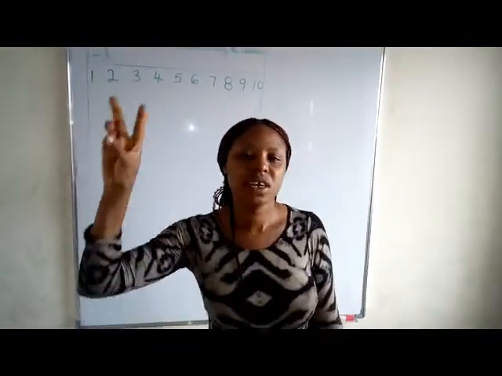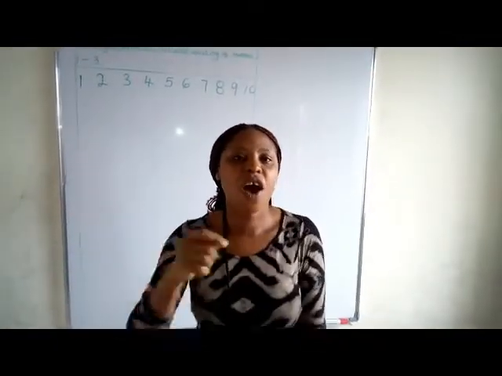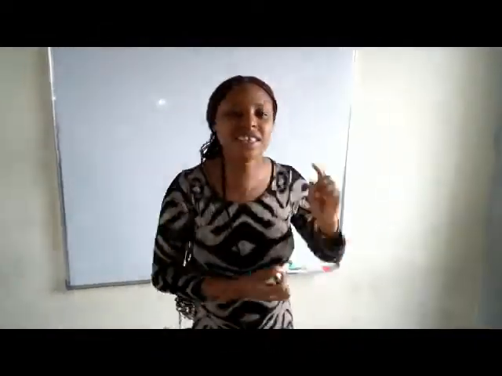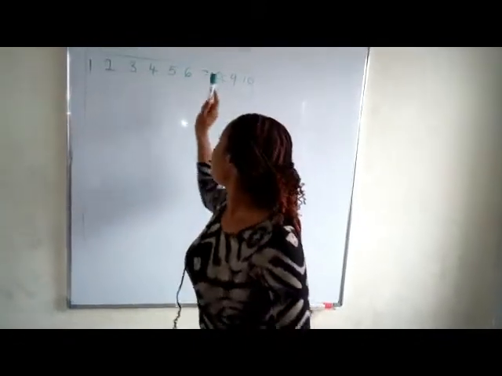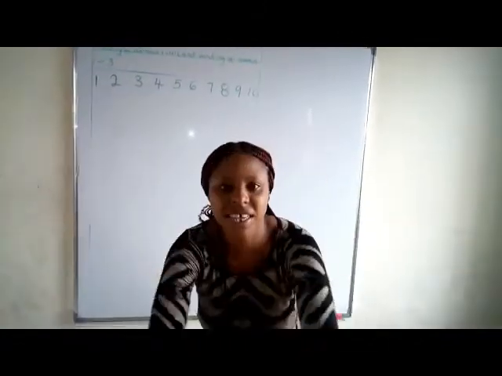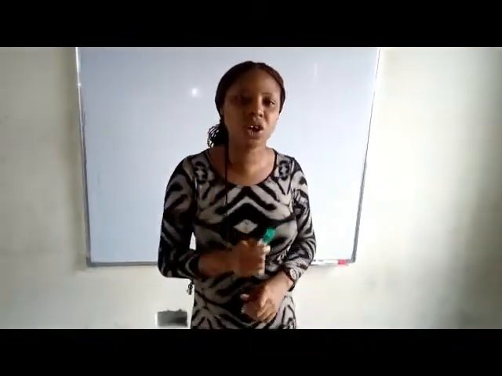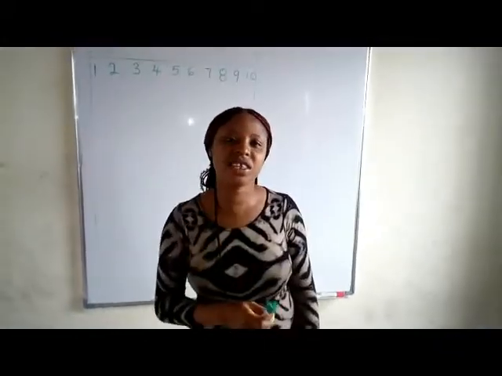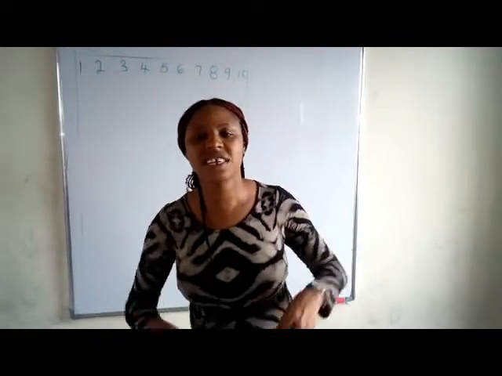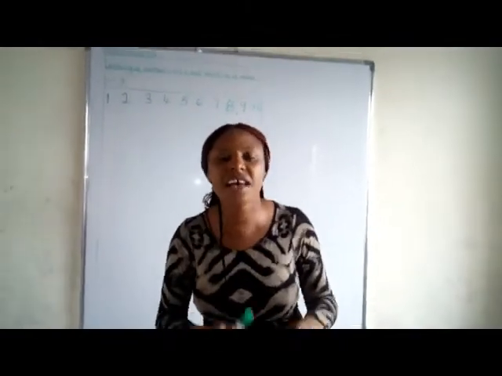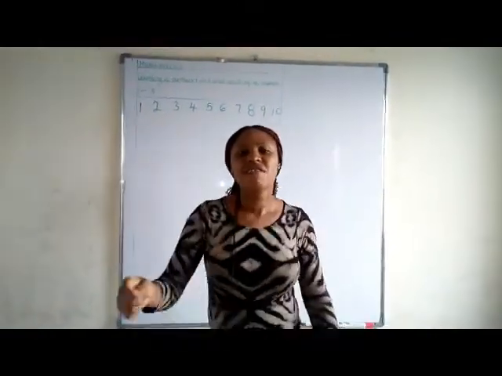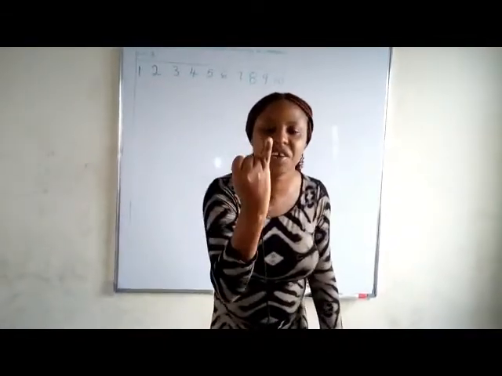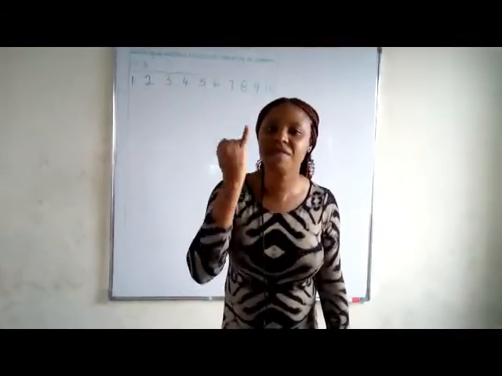1, 2, 3, 4, 5. Once I caught a fish alive. 6, 7, 8, 9, 10. Then I let it go again. Why did you let it go? Because it bit my finger so. Which finger did it bite? The little finger on my right.